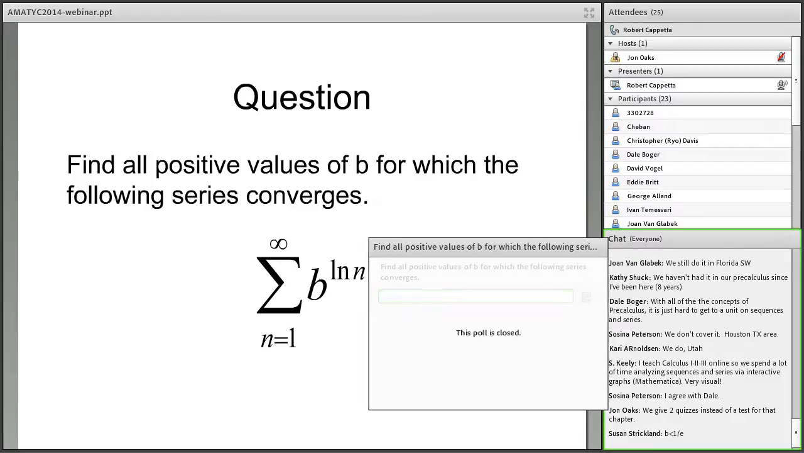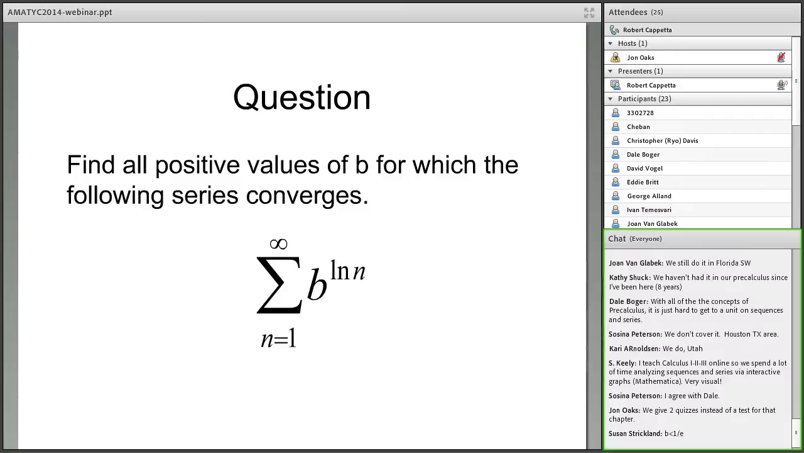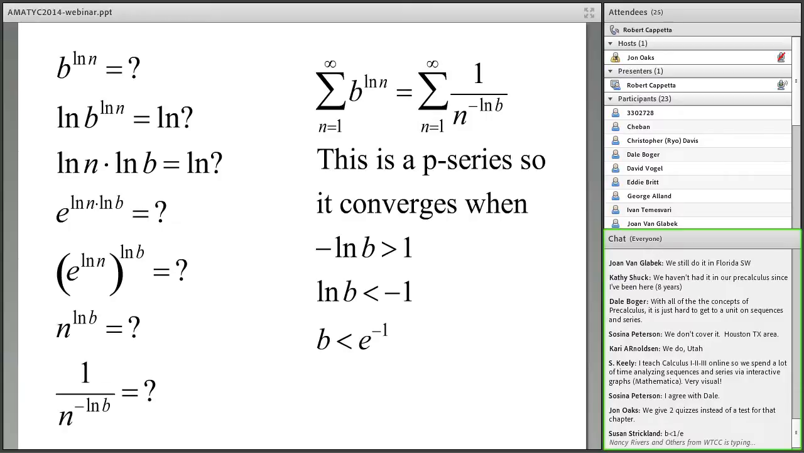Well, let's take a look at how I chose to solve this problem, and we can see if Susan did it the same way. And I do encourage you to give this to your students. So this is how I did it.